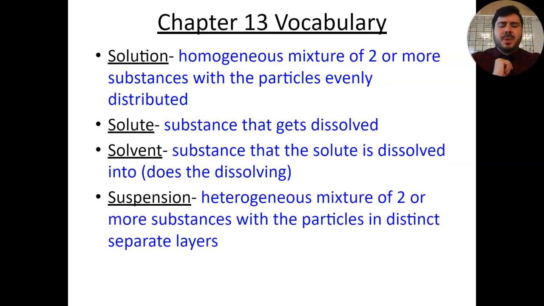Now, there is something called a suspension, which we won't spend too much time talking about, but I do want to at least define. A suspension is a heterogeneous mixture of two or more substances with the particles in distinct separate layers. That's where the idea of heterogeneous comes from: that distinct line between the particles you're mixing and the solvent you're trying to mix them into. A good example of that, again, is sand and water.